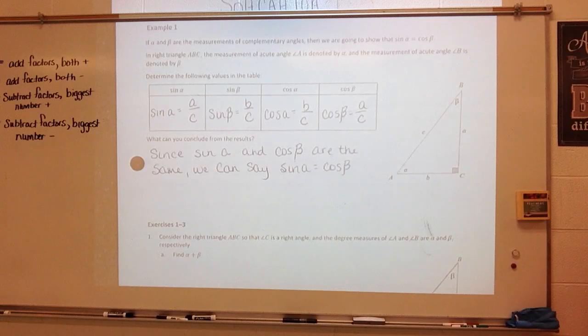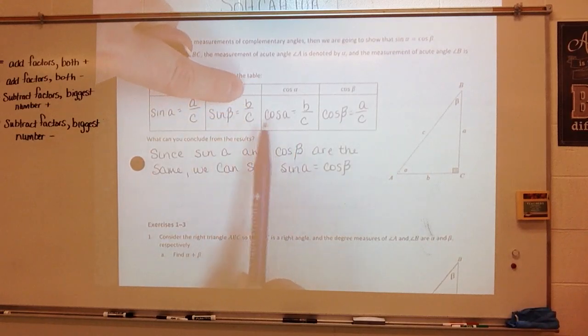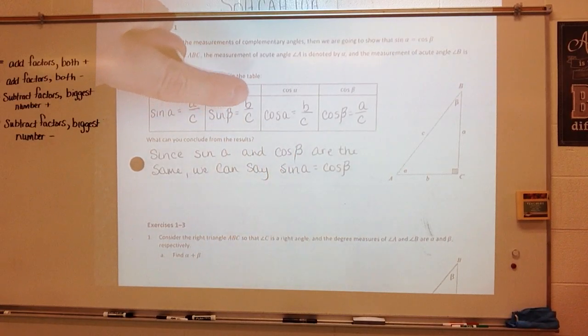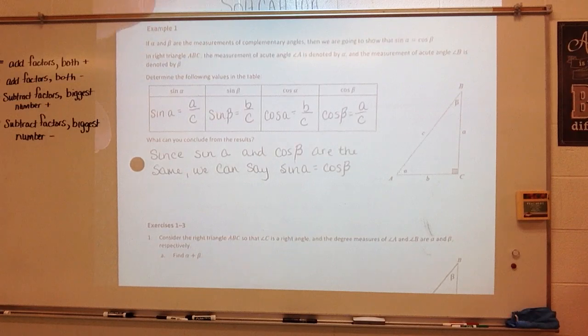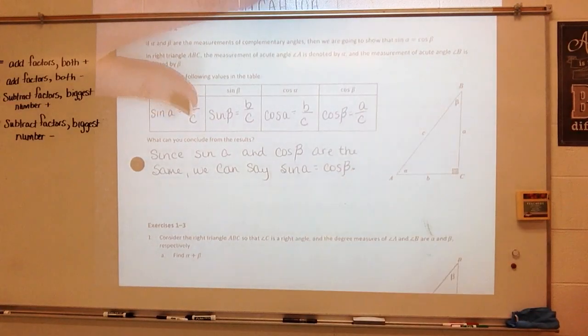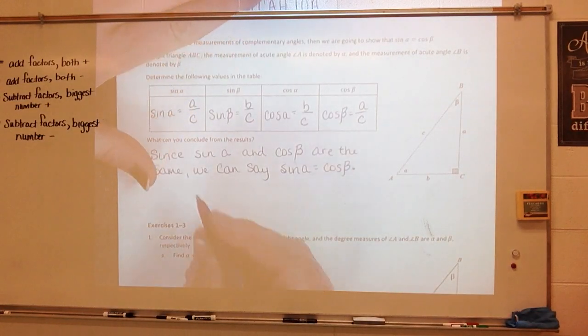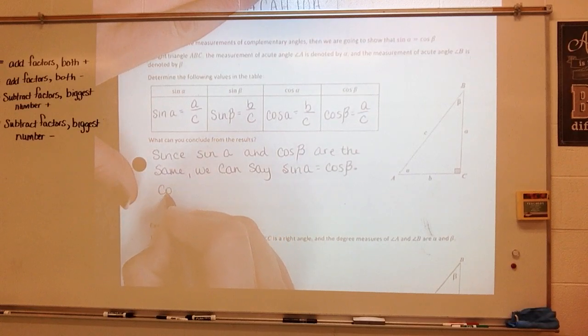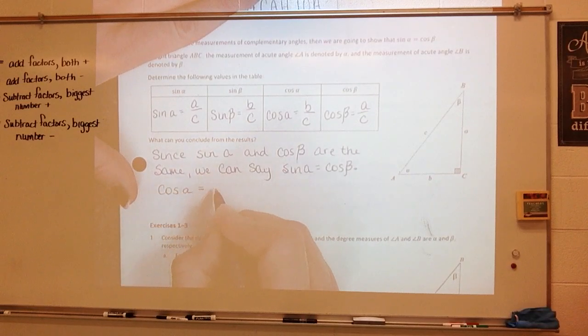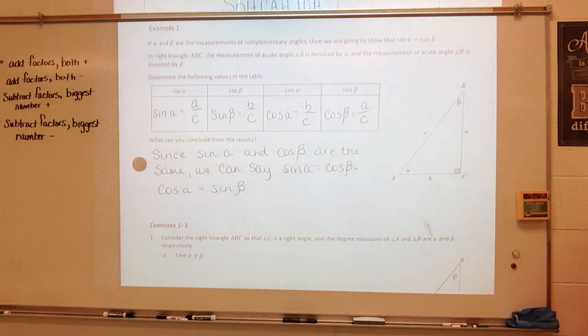Alright? So then kind of flip it. What do I notice about the sine of B and the cosine of A? Well, I see that they are the same. We can also say that the cosine of A is equal to the sine of B. So the sine of an angle is equal to the cosine of its complementary angle.